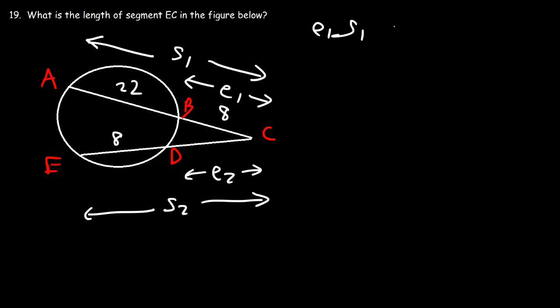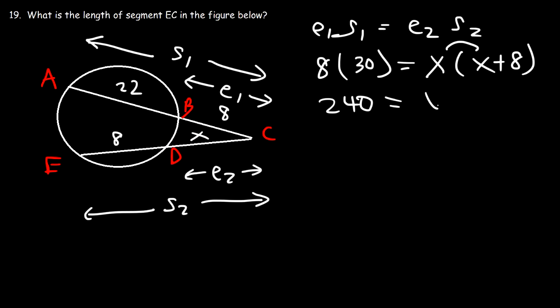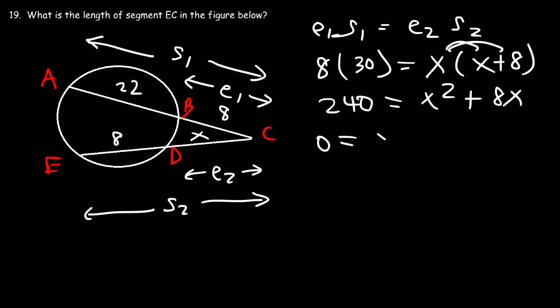So the formula is E1 S1 is equal to E2 S2. So E1 is 8. S1 is going to be 8 plus 22, which is 30. E2, we don't know what that is, so let's call it X. S2 is going to be 8 plus X, or we could say X plus 8. So let's calculate the value of X. 8 times 30 is 240. X times X is X squared, and X times 8 is 8X. So let's take this and move it to that side. So 0 is equal to X squared plus 8X minus 240.